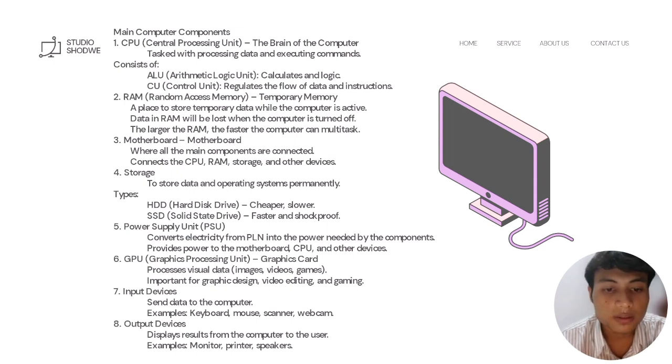GPU, graphics processing unit, graphics card processing visual data, image, video, and games. Important for graphic design, video editing, and gaming. Input devices send data to the computer. Example: keyboard, mouse, scanner, webcam. Output devices display results from the computer to the user. Example: monitor, printer, and speaker.